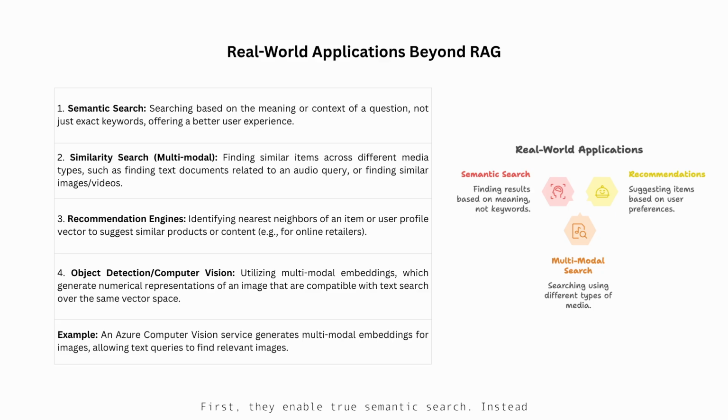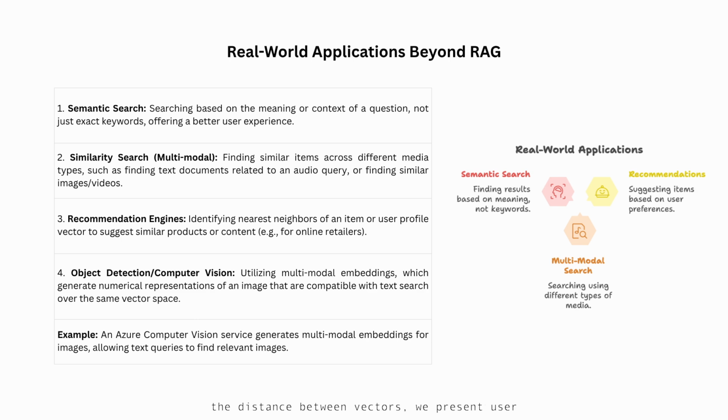First, they enable true semantic search. Instead of exact keyword match, you can ask the question in natural language and retrieve results based on intent and meaning. Second, vector search is crucial for multimodal similarity search because data like text, image, audio, video all can be converted into vectors using specialized embedding services. You can now search across different media formats using a single query. For example, you could upload a photograph and ask the system to find similar images based on visual features. Finally, recommendation systems rely heavily on vector principles.